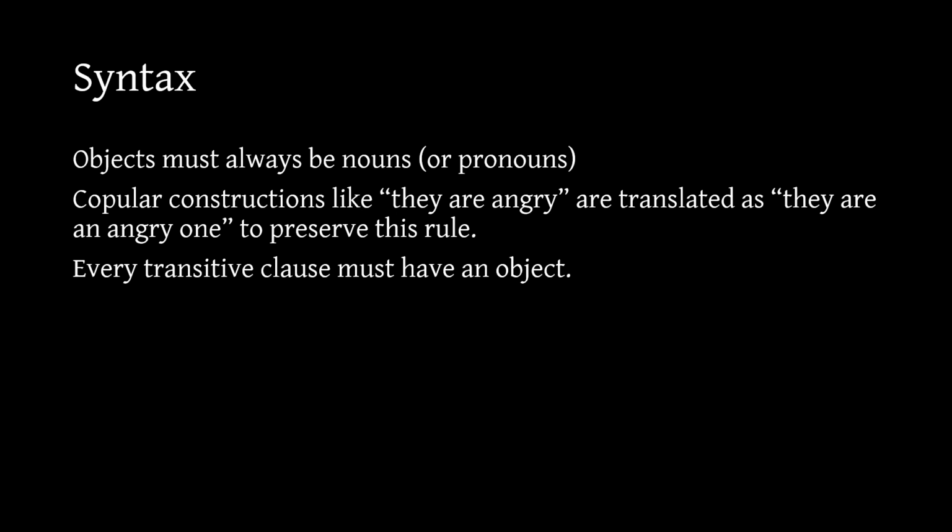The thing about objects is that they can't be modifiers. They have to be nouns or pronouns or demonstratives. So copular constructions like "they are angry" are translated as "they're an angry one" to preserve this rule. Also, every transitive clause must have an object, although the subject can be implied from time to time. We'll get to that later, just trust the process.